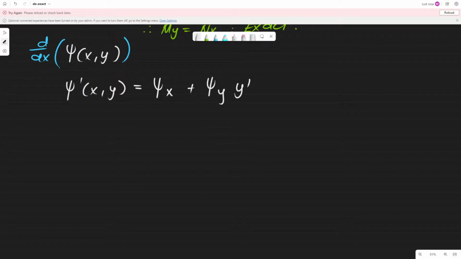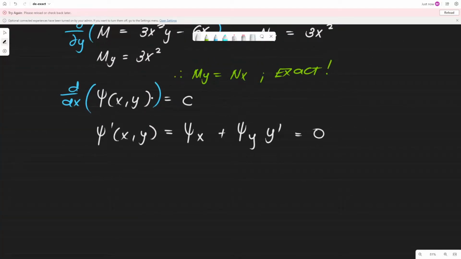And if we're going to get the antiderivative of psi prime, yung ating solution niya, yung psi of xy is actually equal to c. Okay? So, this is equivalent to 0. Okay? So, yun. Ito yung hanapin natin basically, no? Yung psi xy natin. So, paano natin gagawin yon?